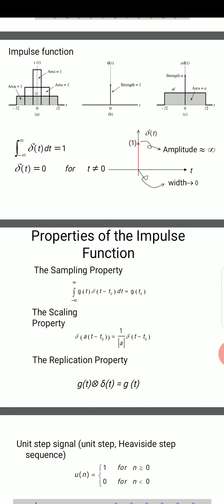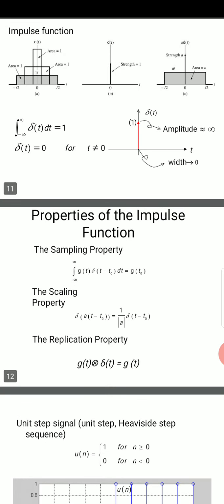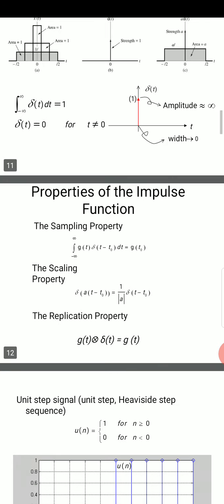A delay by t naught. What is the replica property? What is the replica property of the function? The g(t) convolved with delta(t), the result is g(t). That is the replica property.